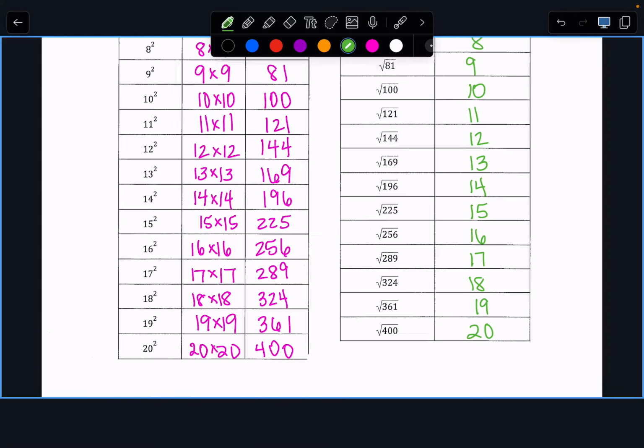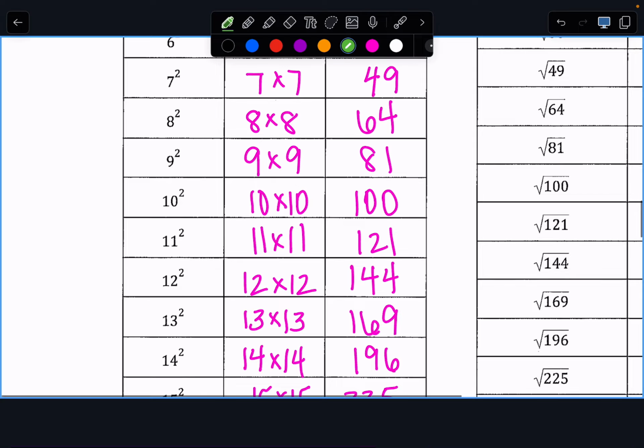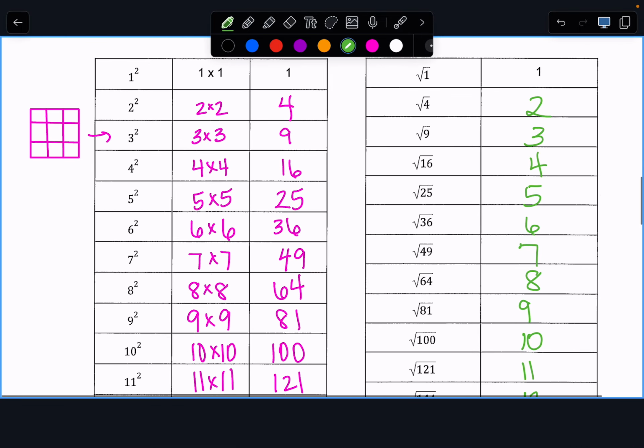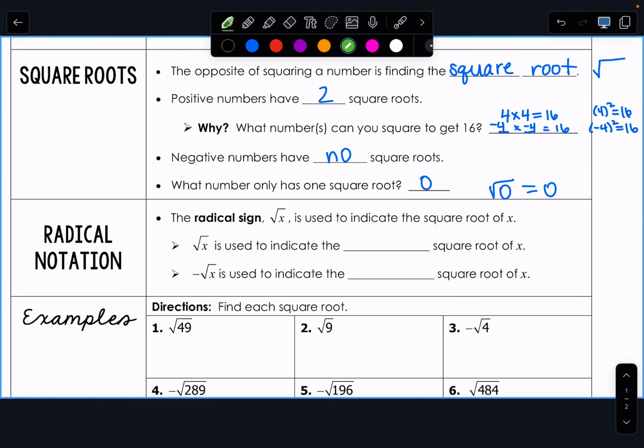So you really need to know the chart I have in pink, because if you know the chart I have in pink, then you can answer the questions over there in green. So let's go back to page 1. You won't have to go back to page 3 unless you forget a number.